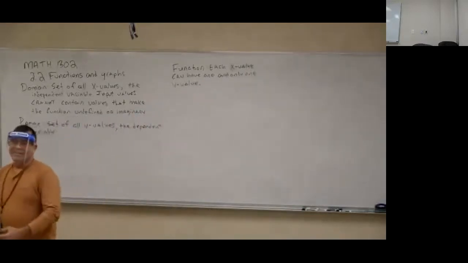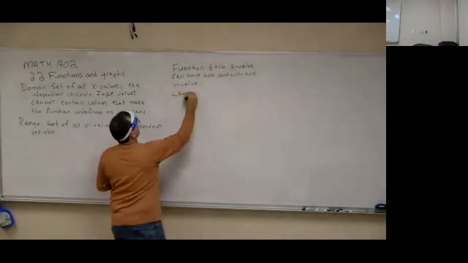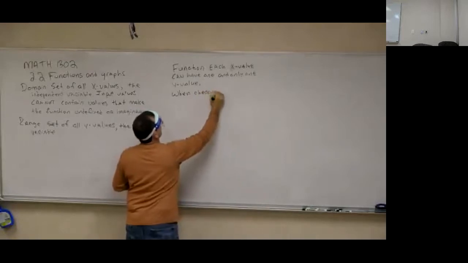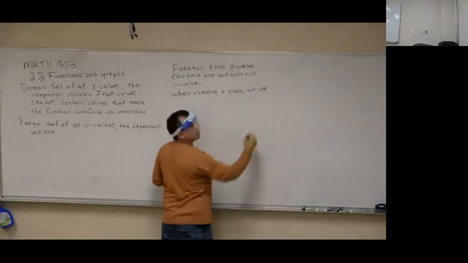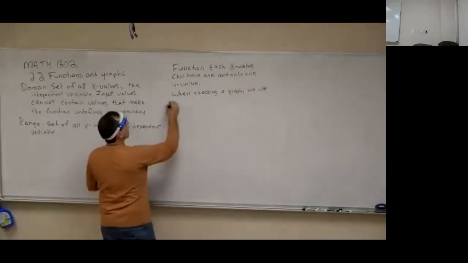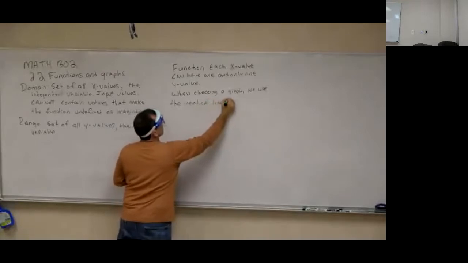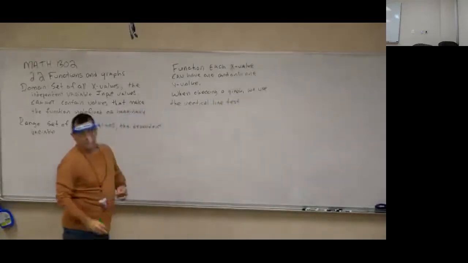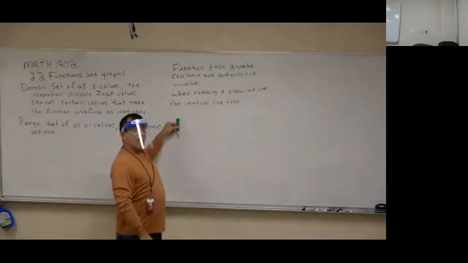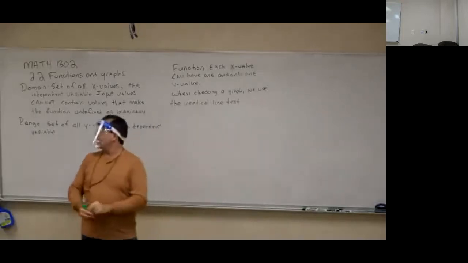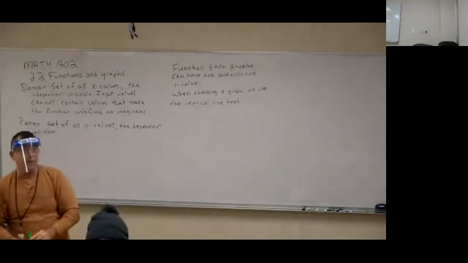So you've probably heard of it. When we check functions on graphs, so when checking a graph, we use what we call a vertical line test. And I'll explain that more when we hit that, but all we're going to do is run a vertical line left to right across the graph. If it intersects it more than once, it would not be a function. That means you'd have an x value and have a choice.